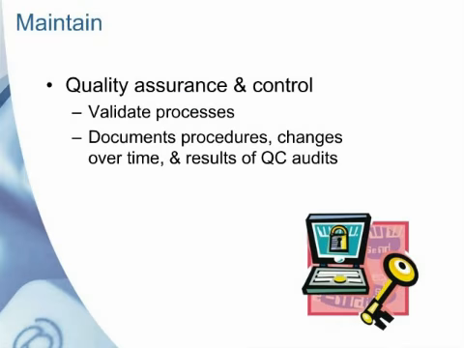The maintain stage focuses on quality assurance and control. You must validate your processes to ensure errors are eliminated and corruption of the collection does not occur. You must document your procedures as well as changes to the procedures over time, and document the results of quality control audits. A well-designed quality control process can be used as a tool to further increase the confidence level of current or prospective users of your archive.